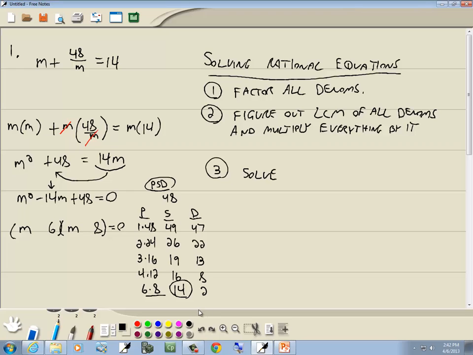Now our larger number in the P column that we're using, which is the 8, will always be the same sign as the middle term, which is negative. The number I circled in the S column, S for same signs, so if the 8 is negative, the 6 is negative. Now zero factor property says you get 0 on one side, you factor the other side, you set each factor equal to 0. So I'll set m minus 6 equal to 0 and m minus 8 equal to 0. And we solve those and we get m is equal to 6 and m is equal to 8.